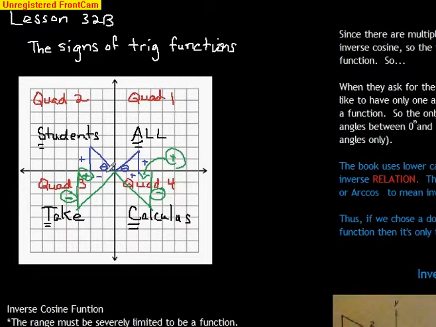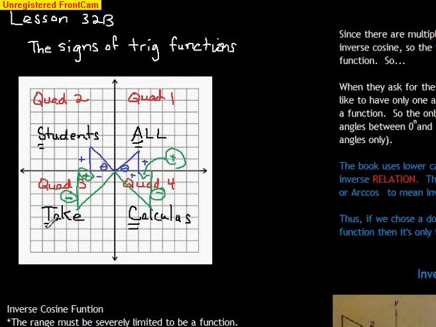Second quadrant, if I did the sine, opposite over hypotenuse, it's going to be positive. But if I do the cosine, adjacent over hypotenuse, I'm going to get negative. And if I do the tangent of theta, I'm going to get opposite over adjacent, and that's going to be negative. So the only one that's going to be positive is the sine in quadrant 2, and that's why this is the way they have you remember it. All students take calculus. So they're all positive in quadrant 1. Only sine is positive in quadrant 2.